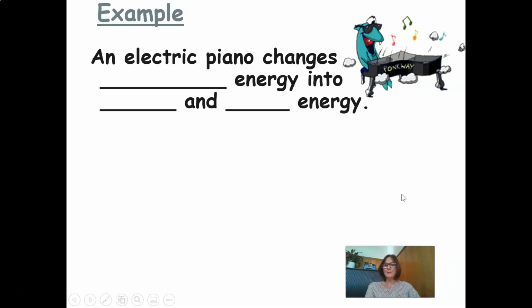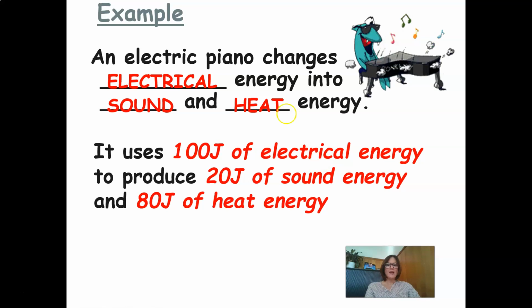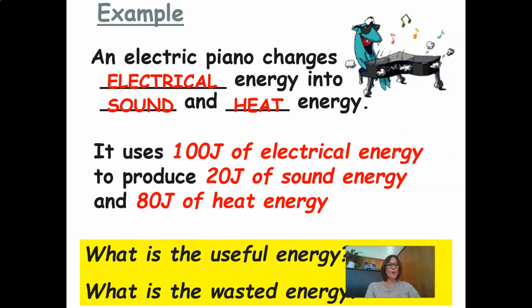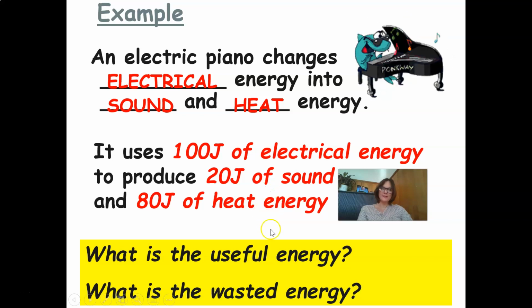Let's look at another example. An electric piano changes what kind of energy into different kinds of energy? It changes electrical energy into sound and heat. Do we need heat from the electrical piano? No. It uses 100 joules of electrical energy to produce 20 joules of sound energy and 80 joules of heat energy. So, what is the useful energy, grade 7s, and what is the wasted energy?